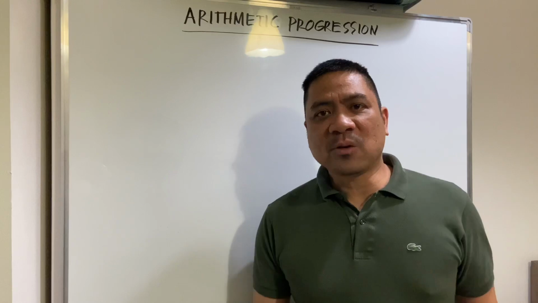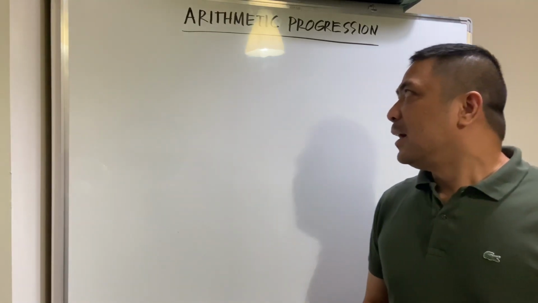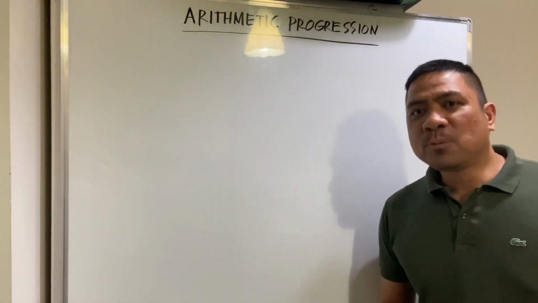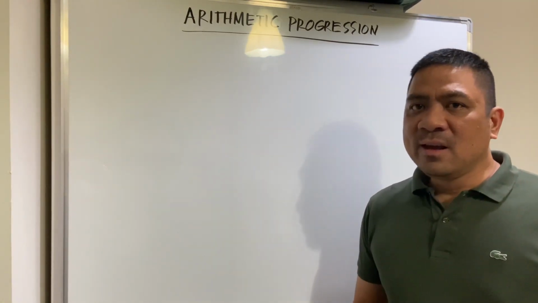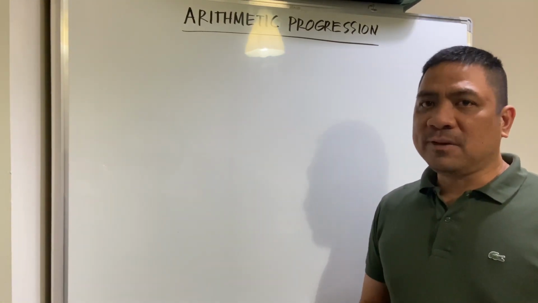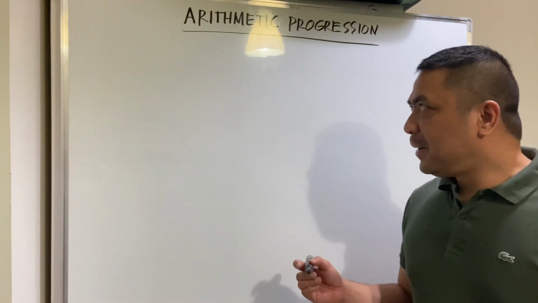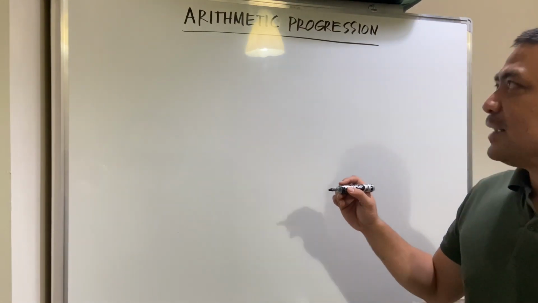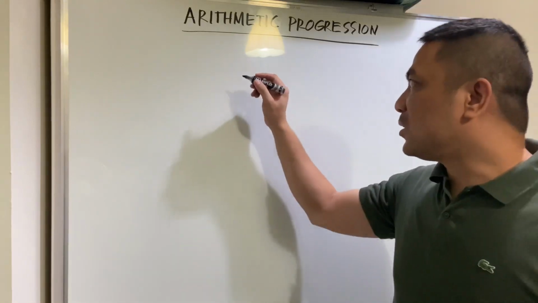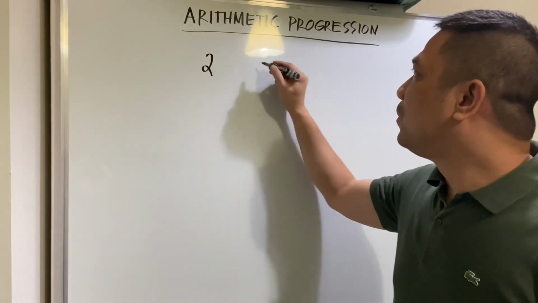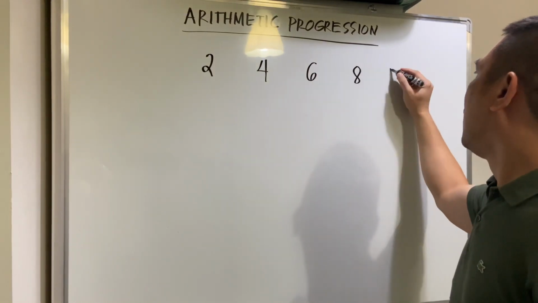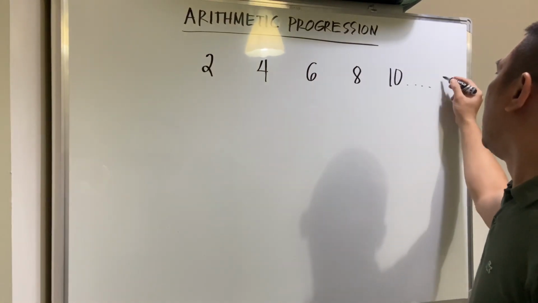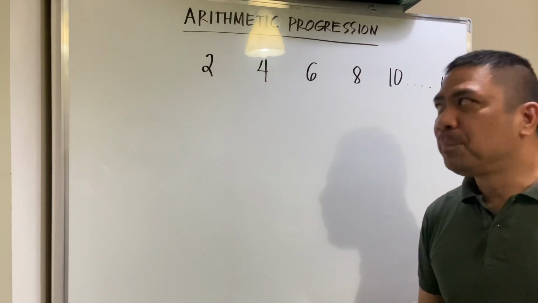So what is arithmetic progression? As per definition, arithmetic progression is a series of terms or a series of numbers wherein the succeeding terms have a common difference. What do we mean by that? Let's have this typical example of arithmetic progression: 2, 4, 6, 8, 10, until an nth number.